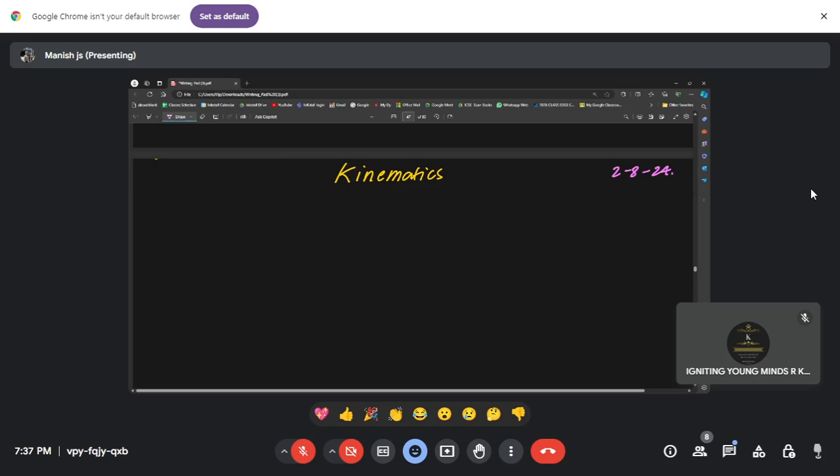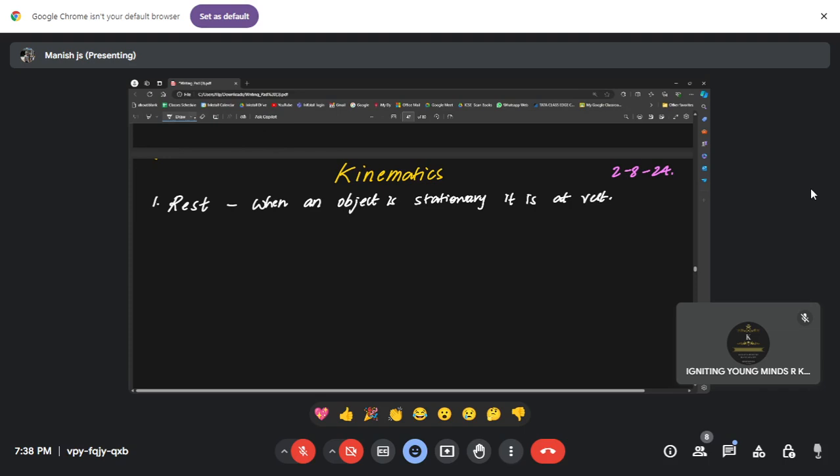Now we'll move into the concepts. Some of these you might be familiar with, so it will be a quick recap. The first one is the condition of rest. You need to understand what is meant by rest. Rest is the case where the object is stationary. When an object is stationary, it is at rest.